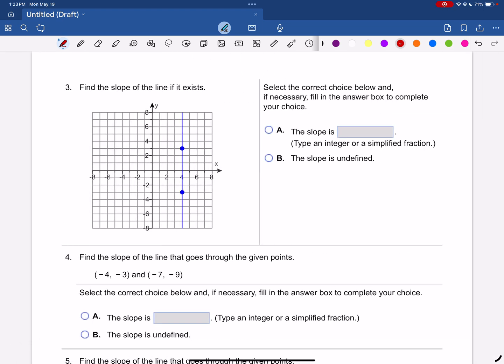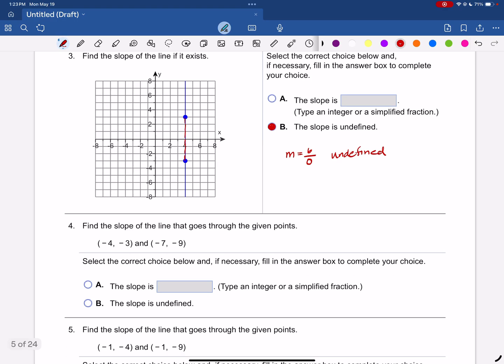Here I notice in number 3 that I have a vertical line. So the slope of a vertical line is undefined. It doesn't matter where the vertical line is located, because look, I can count the rise. Here the rise is 6, but it doesn't move at all from left to right, so that's a 0 denominator. And a 0 denominator is always undefined.